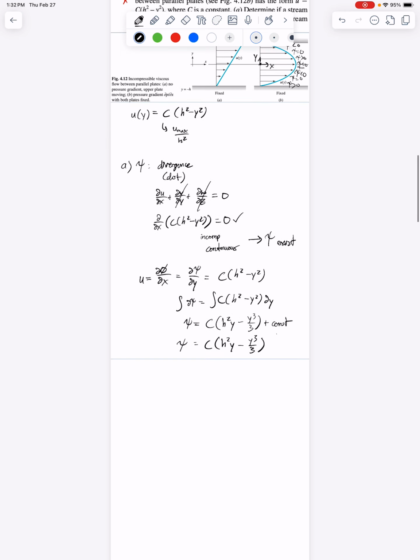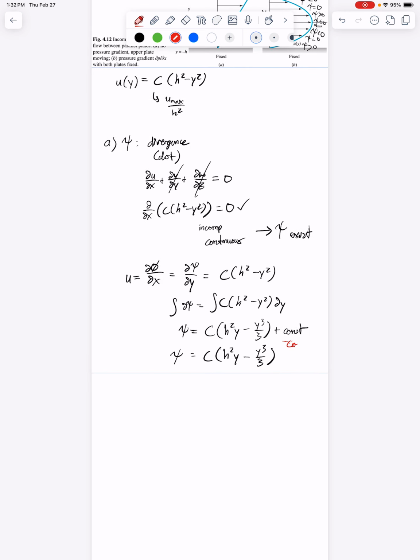Maybe let's try it better, which is like I subtract both sides by the constant. But in the end, because the whole point of the streamline function is that psi is going to be a constant, that's just a constant. Okay. All right. If there are no other questions, let's move to the next problem.